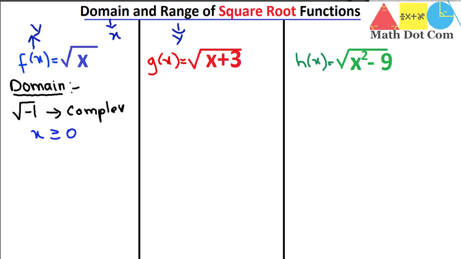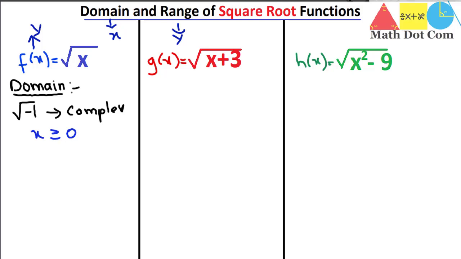Here we have only x, so I have written x. If we have x plus 3, I will write x plus 3 should be greater than or equal to 0. If we have x plus 9, we will write x plus 9 should be greater than or equal to 0. It means the values of x that we can take in the square root function here are only the values that are greater than or equal to 0.